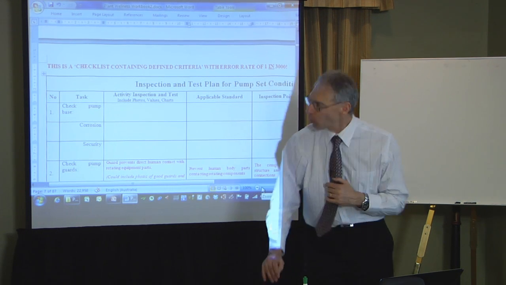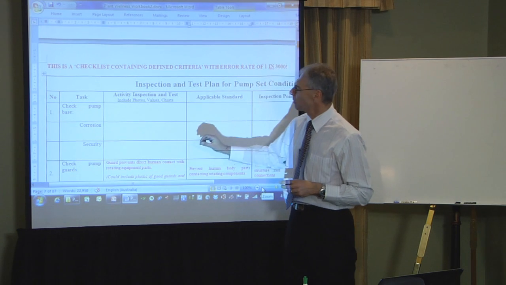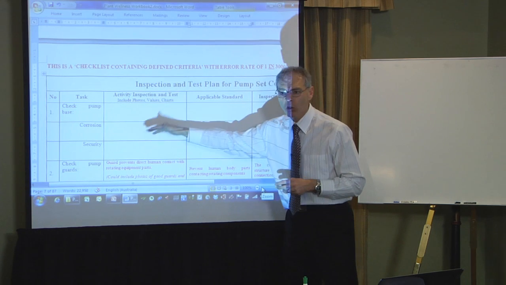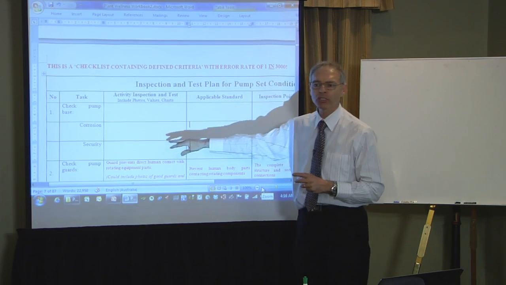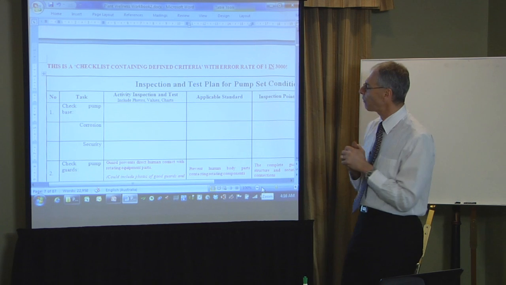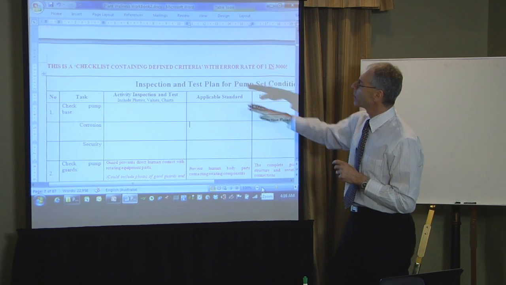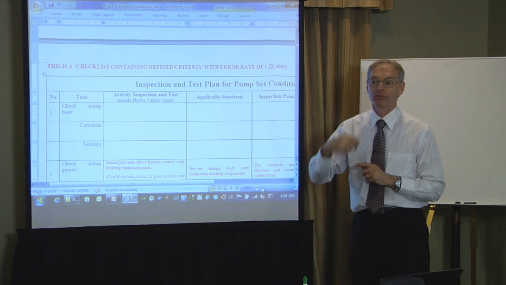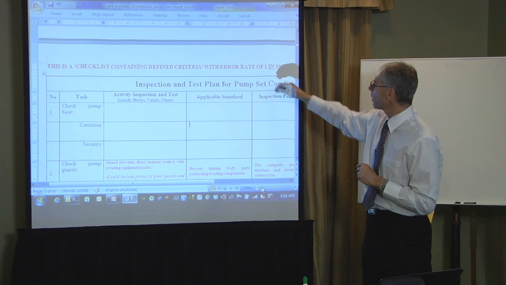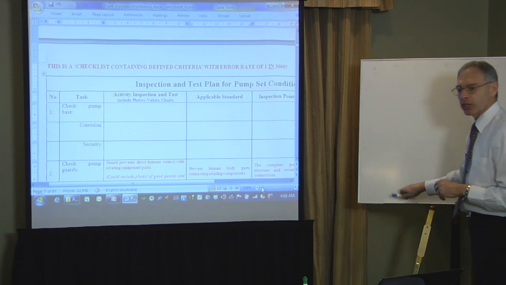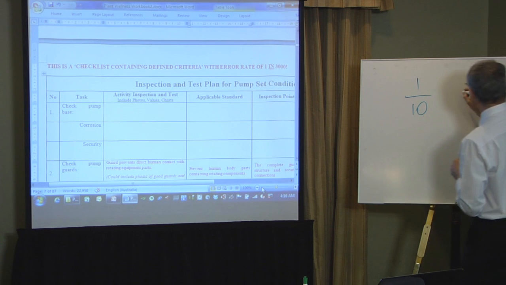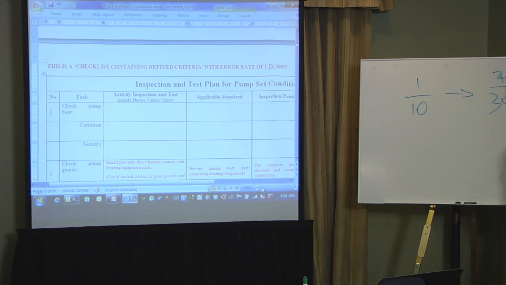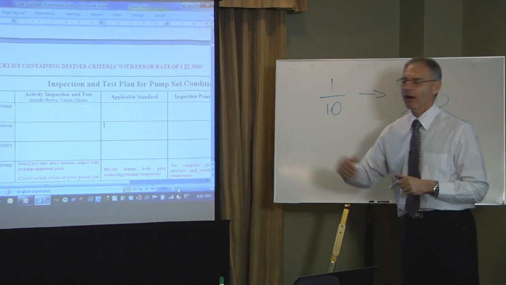So I want to now introduce, what exactly do you mean by the word corrosion? I'm going to have a table like this, and in here I'm going to define concrete corrosion, steel corrosion, base plate corrosion, pipe corrosion, and tell them exactly what's pass and what's fail. Now I'm going to turn it into a defined criteria. And when I have a checklist with defined criteria, I have developed a process with an error rate of 1 in 3,000. So I can certainly go from 1 in 10 to 1 in 3,000 by having defined criteria.